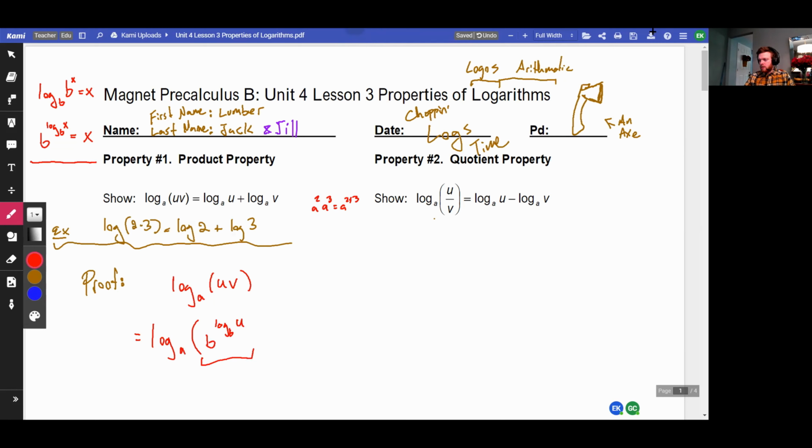I'm looking at this thing, and we have an a down here. Are you cool if I do a to the log base a of u? Oh, sure. Yeah, that'll work, right? Because it doesn't matter what the base is. We can just make it the same as what we had already.